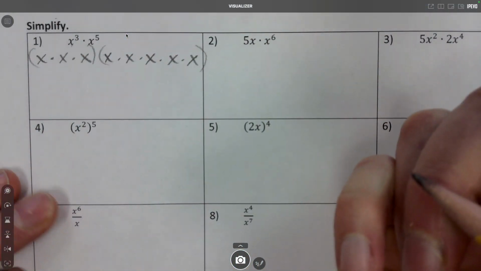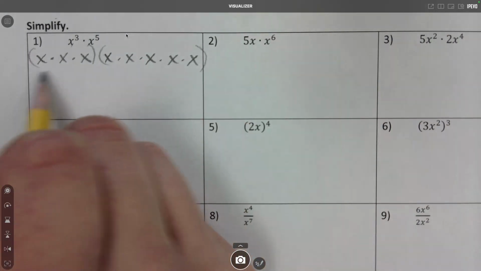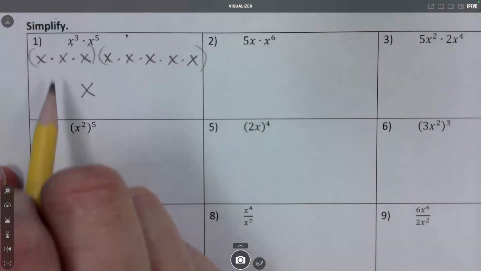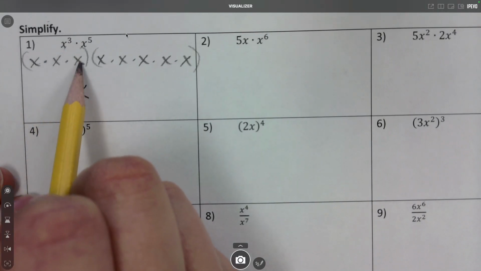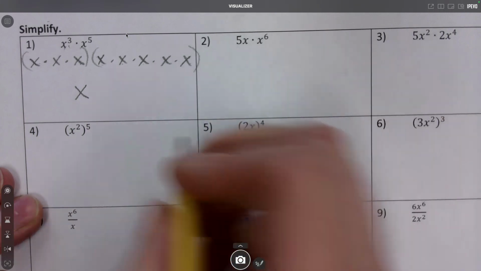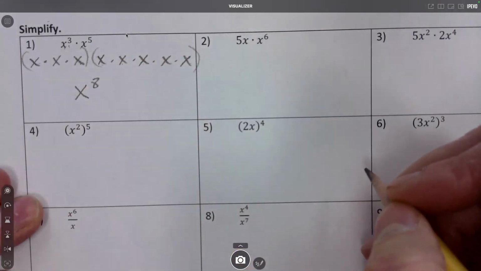So all we're trying to do when we simplify is to count them all up and write them as x to that single exponent. So when I look at these, I have 1, 2, 3 from my first one, from x cubed, and then 4, 5, 6, 7, 8 from the second one. So I end up with x to the 8th power.